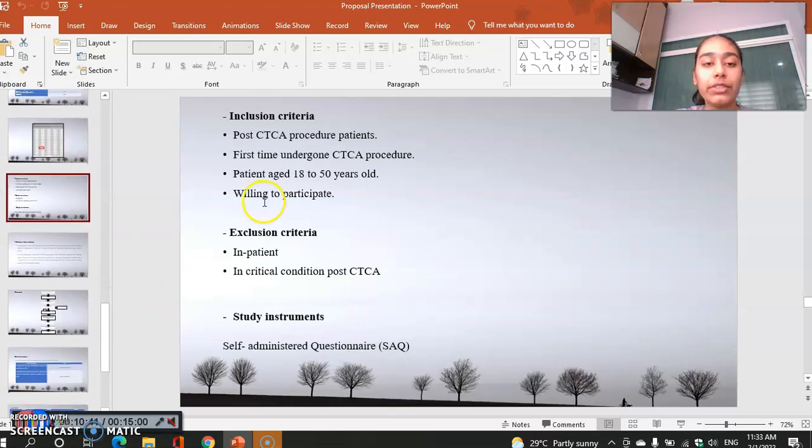Inclusion criteria would be post-CTCA procedure patients, first time undergoing the CTCA procedure, patients aged 18 to 50 years old and willing to participate. The exclusion criteria is inpatients and patients in critical condition post-CTCA. And the study instrument is a self-administered questionnaire.